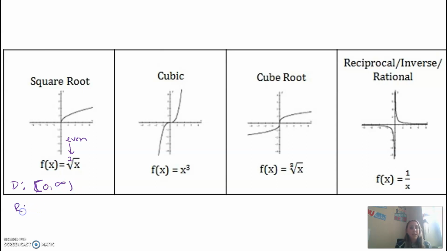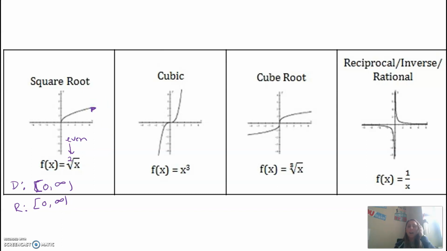And then my range is the same way. Since we can't ever have a negative number inside a square root, our answer is never going to be a negative number. So it's going to be 0 to infinity. And if we look at this, that's exactly what we see. That's an arrow, by the way.